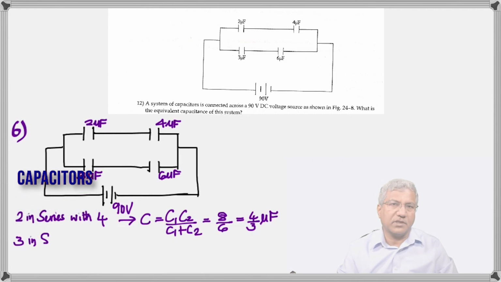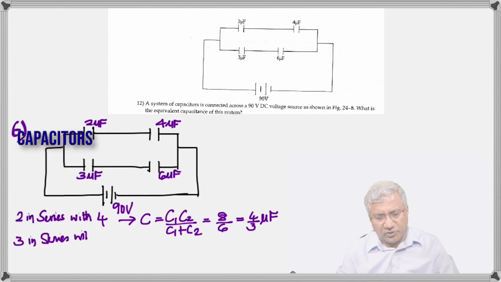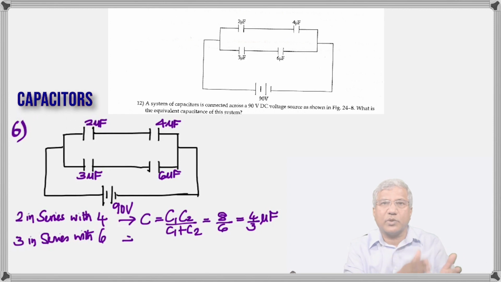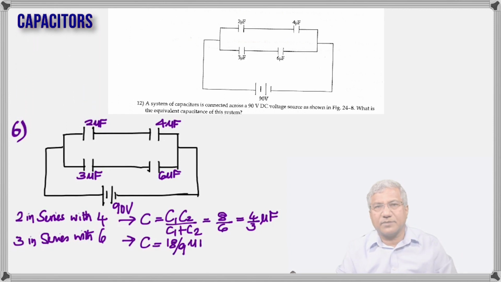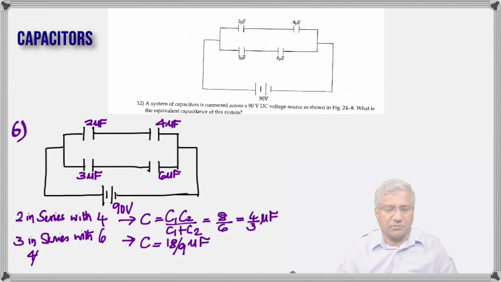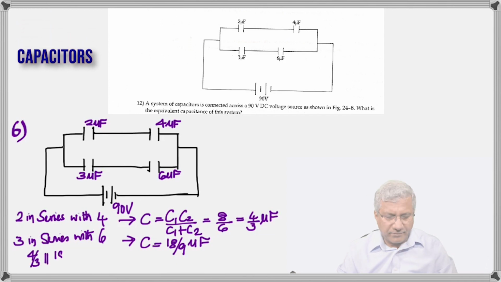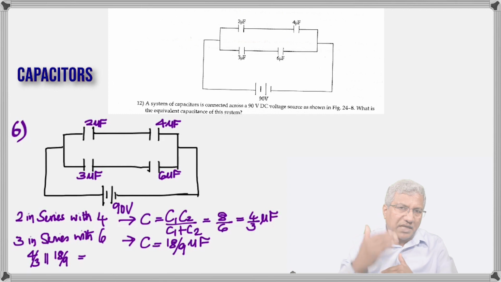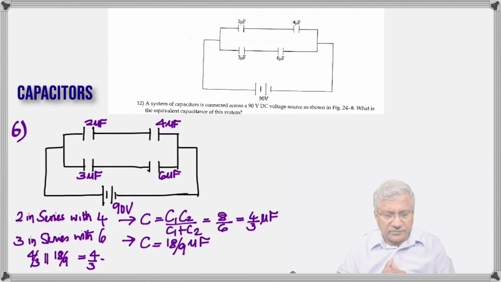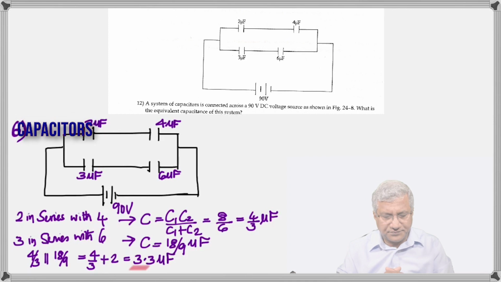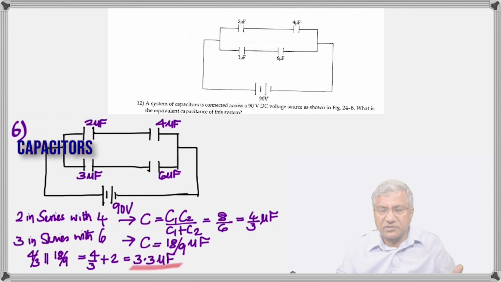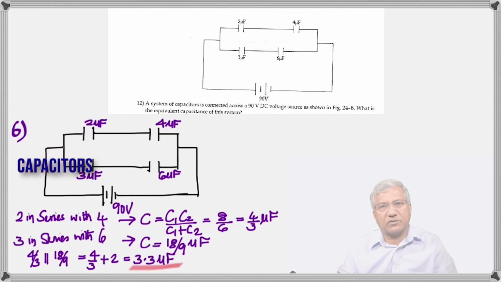And that is 4 by 3 microfarad. Do the same with the other combination because the 3 is again in series with 6. So 3 times 6, 18 divided by 3 plus 6, 9. And then because they are parallel, now you have to add them. That's it, because when they are in parallel, you just add them, don't you? And the final answer is 3.3 microfarad.